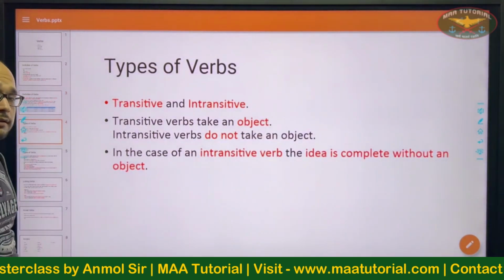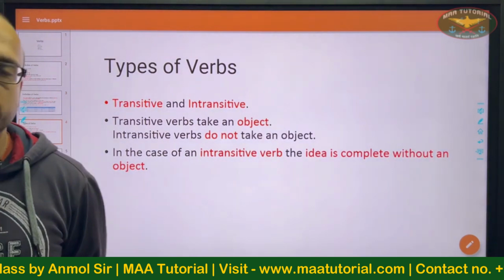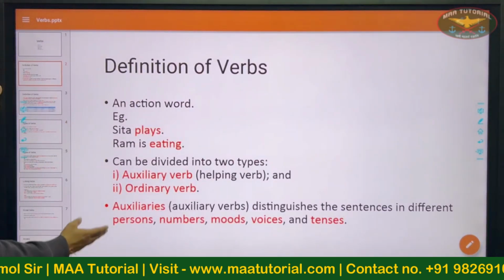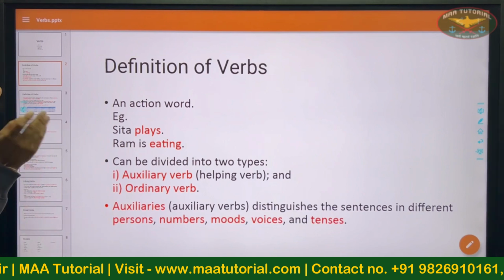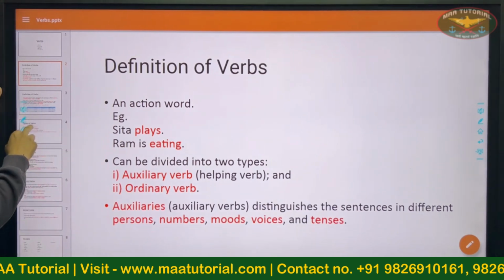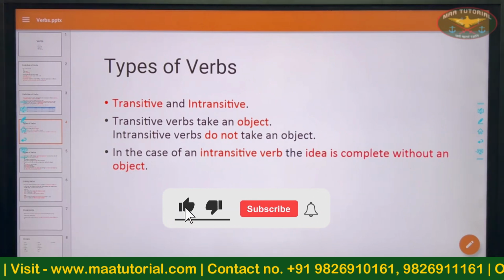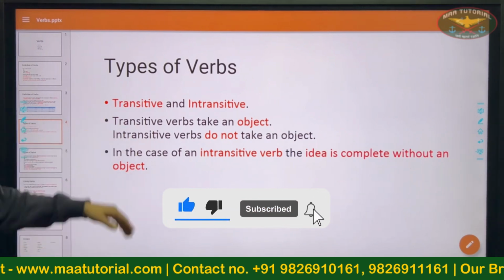Then we saw another kind of differentiation of verbs between transitive and intransitive. So there are two ways we are dividing verbs. First was auxiliary verbs and ordinary verbs. We can divide them like that. And then those ordinary verbs we can divide into transitive and intransitive. So transitive verbs or even the auxiliary verbs, all the verbs can also be divided into transitive and intransitive.